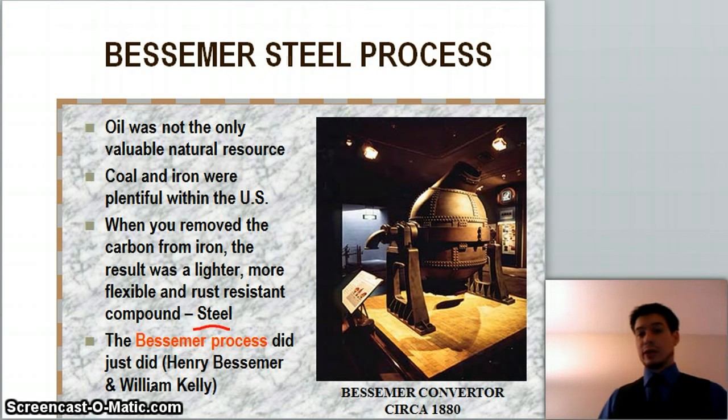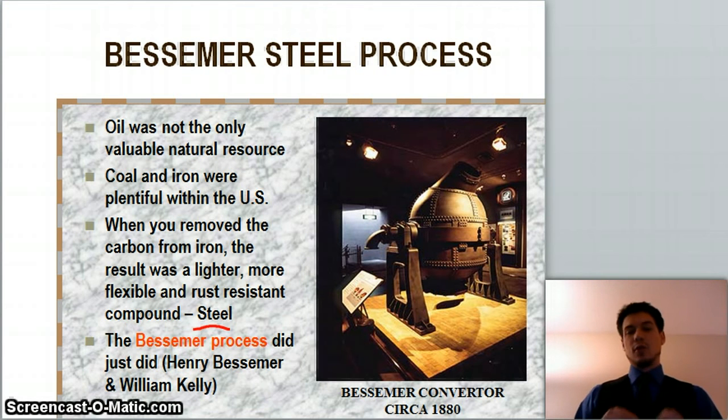We also have a huge breakthrough when it comes to steel. Oil was not the only valuable natural resource. Coal and iron were plentiful in the U.S., and when you remove the carbon from iron, the result was a lighter, more flexible, and rust-resistant compound, steel. Now, steel had been around for thousands of years. The Japanese used it to make their katanas, but it was very, very hard to make steel from iron ore.